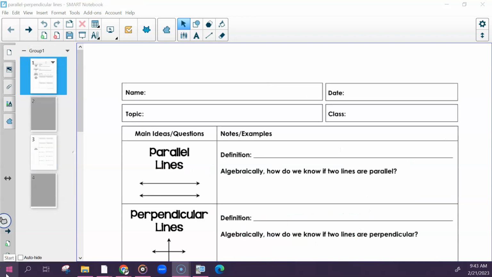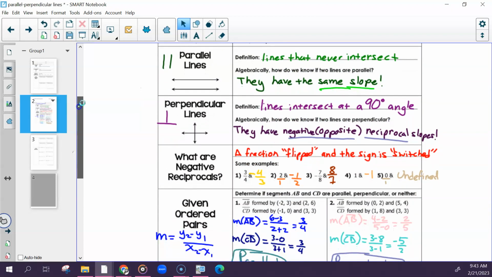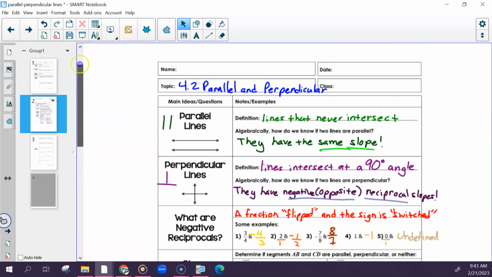Okay? So what we just did was learn the basics of parallel and perpendicular lines. Now we're going to use that knowledge a little bit more. So I'm going to have you write these definitions down.